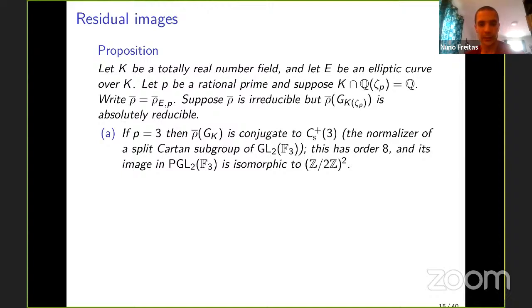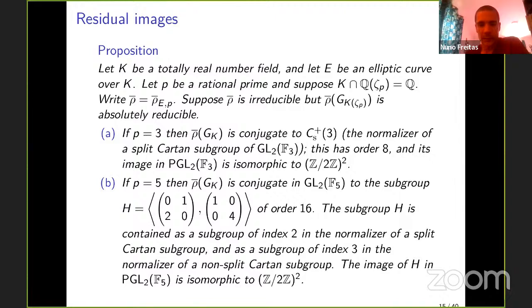Then we can show that for p equals 3, the image of the mod 3 representation is conjugate to the normalizer of the split Cartan subgroup. In this case, it has order 8, and the projective image is isomorphic to Z2 times Z2. For p equals 5, one can be quite explicit also about the image: it would be conjugate to the following group H generated by these two matrices, of order 16. What's important to us is that this is a subgroup of index 2 inside the normalizer of the split Cartan subgroup, and it can also be seen as of index 3 in the normalizer of the non-split Cartan subgroup.